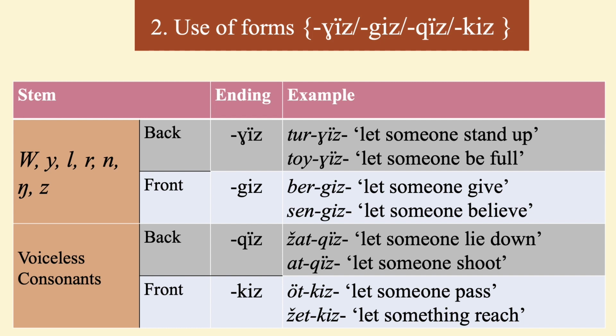The forms kız and kiz are used when the stem ends in voiceless consonants. Example, жатқыз, let someone lie down. Atqız, let someone shoot. Ötküz, let someone pass. Жеткіз, let someone or something reach.